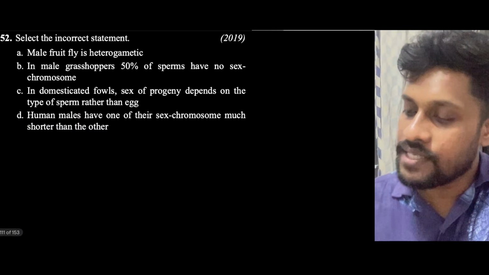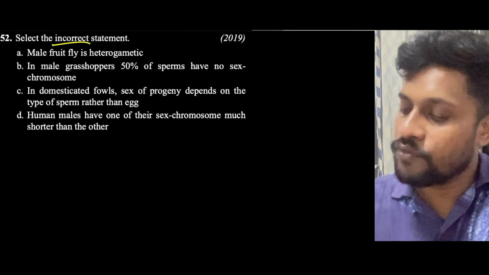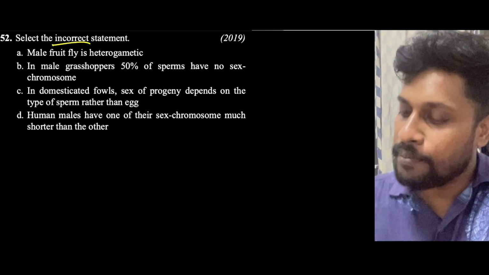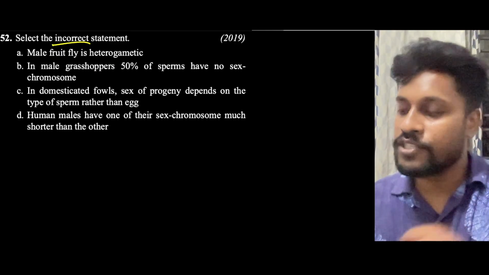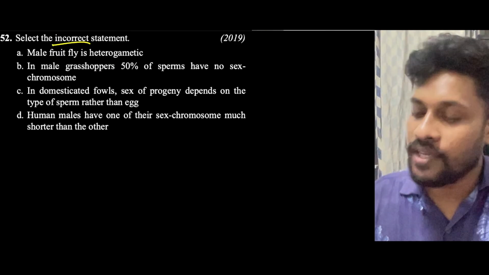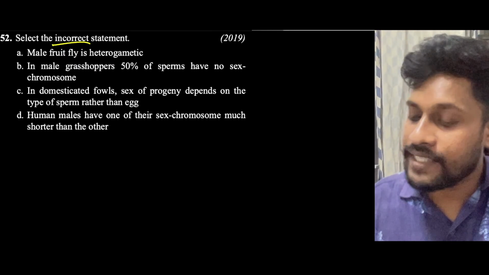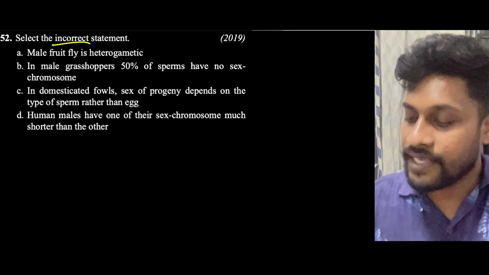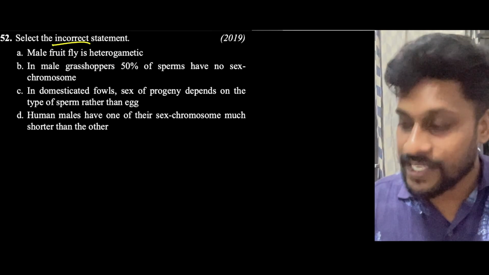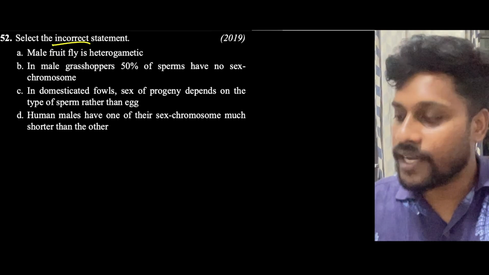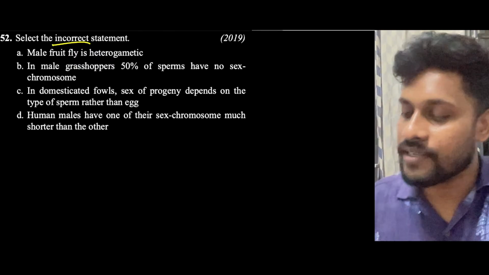Now, guys, 52. Select the incorrect statement. Male fruit fly is heterogametic. In male grasshoppers, 50% of sperms have no sex chromosome. Then, in domesticated fowl, sex of progeny depends on the type of sperm rather than egg. Then, human males have one of their sex chromosomes much shorter than the other. So what will be the answer here?